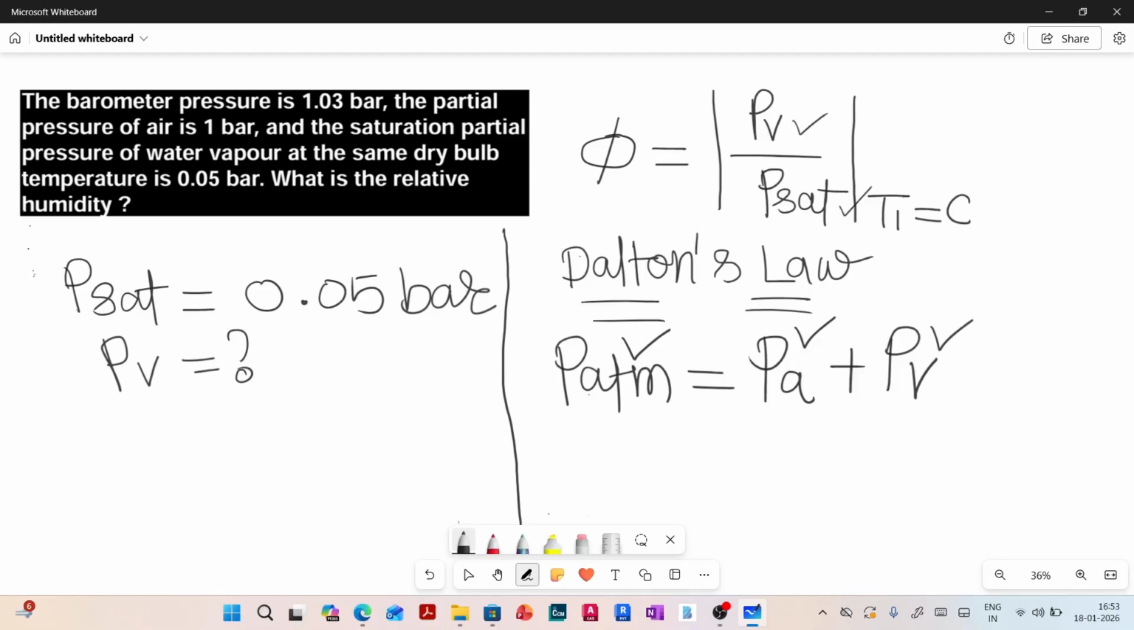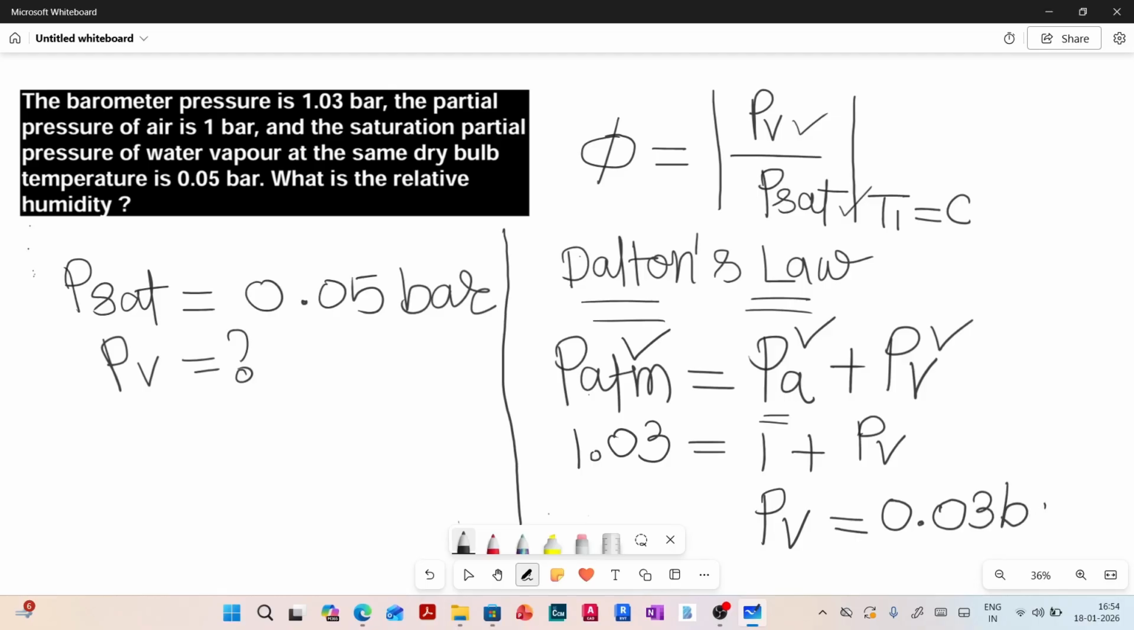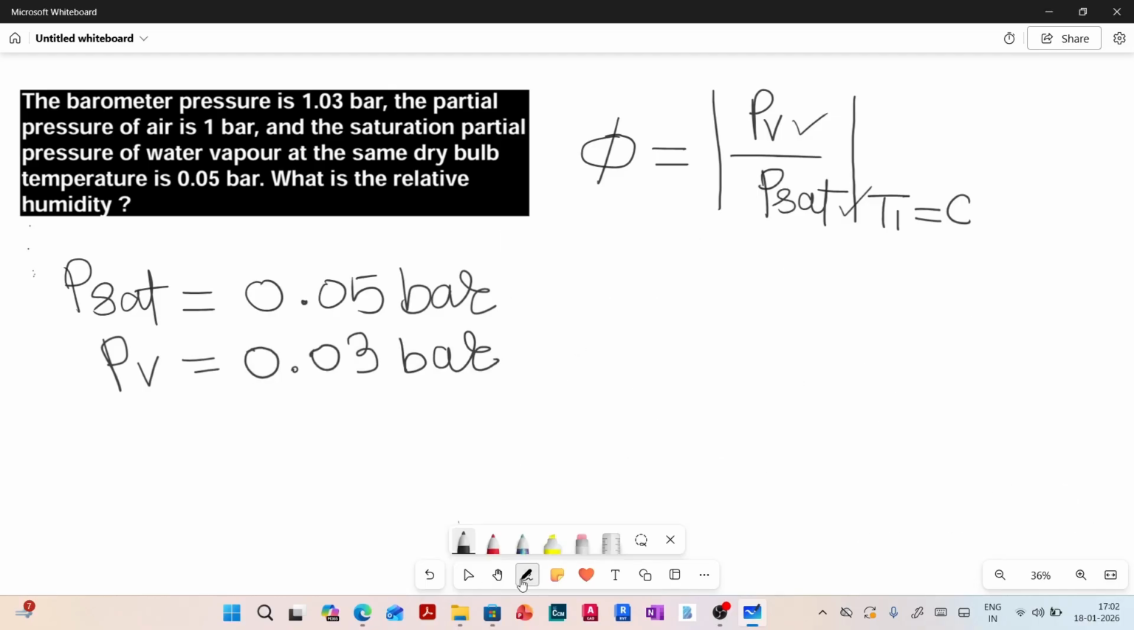So the atmospheric pressure is 1.03 bar, that is equal to the partial pressure of dry air, given 1 bar, plus PV. So from this PV is equal to 0.03 bar. So now we have both the pressures to calculate the relative humidity. So we have saturation pressure and partial pressure of water vapor. So relative humidity is equal to PV by Psat.